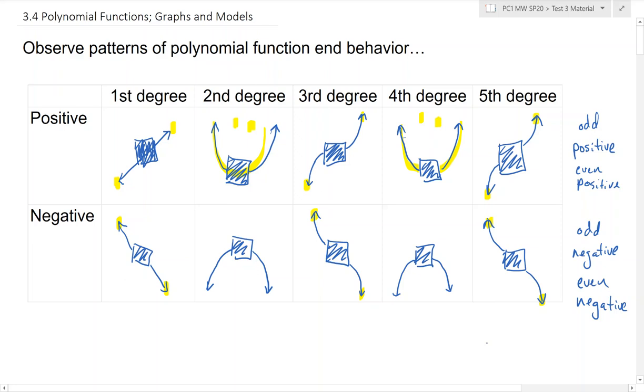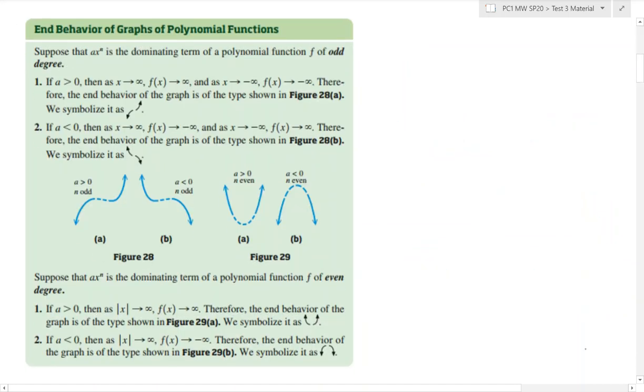So there are two things that determine your end behavior. It's the degree, if it's odd or even, and if it's positive or negative. And a polynomial is positive if the leading coefficient is positive. It's negative if the leading coefficient is negative. So there's some of the notes that you took in your at-home notes talking about the end behavior.